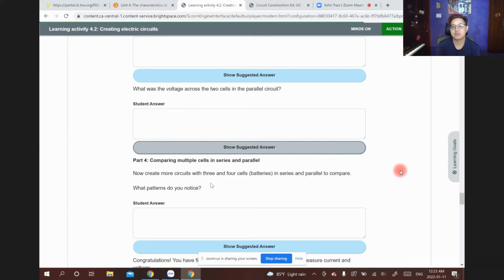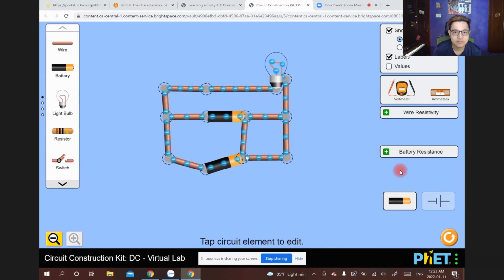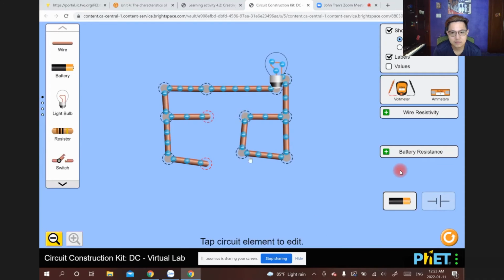Check the answer very carefully, please. You have to understand why it's 9 volt too. Do you understand why? Let's look back at the question. The voltage across the two cells. Across the two cells.